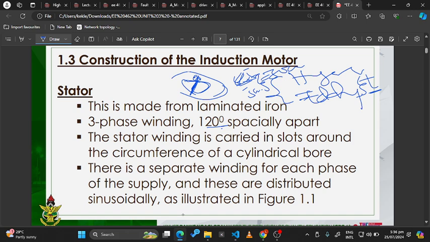Okay, and we know from magnetic circuits that if you increase your air gap, you are increasing the reluctance of the magnetic path. If you are increasing the reluctance, it means you have to produce more MMF in order to get a significant flux to flow in this field.